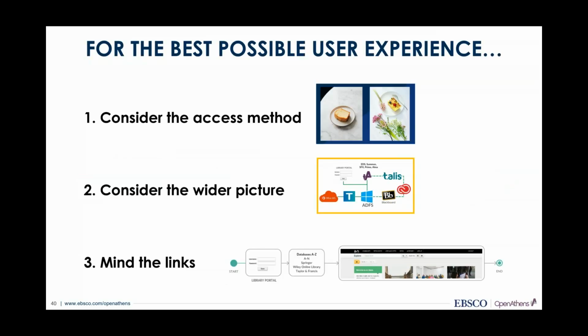So for the best possible user experience, 3 points to follow. Consider the access method. IP has its limitations. SAML has its drawbacks as well. Depending on the product that you're using, consider how that will affect your user experience. Think about the wider picture. I know it's not very easy to do if you're just working in the library, but it will really pay off to speak to the IT department and see what else you can plug into that one bunch so that when a user logs into Blackboard, for example, they automatically get access to everything else. Your users will be delighted if you do that.